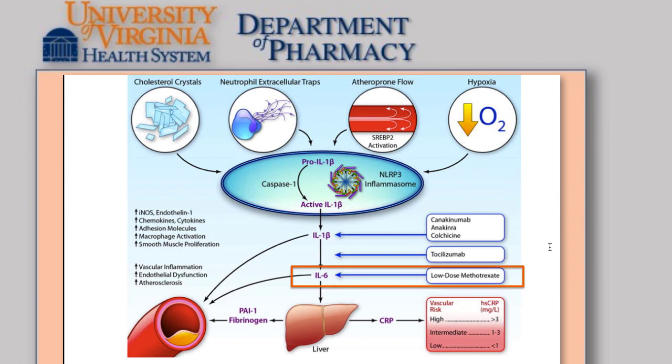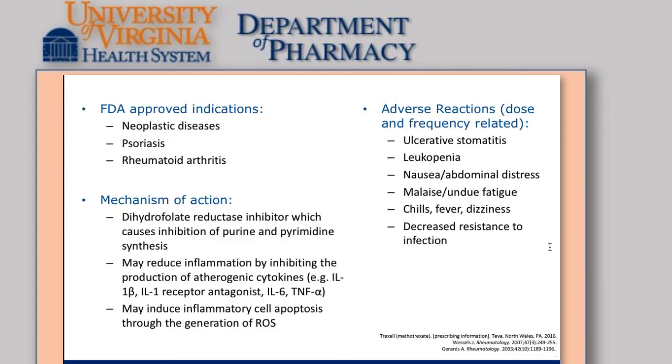Next, we'll look at interleukin-6 and low-dose methotrexate. So when we talk about methotrexate, it's FDA approved for neoplastic diseases, psoriasis, rheumatoid arthritis, and it works as a dihydrofolate reductase inhibitor, causing inhibition of purine and pyrimidine synthesis. But what we're more interested in is that it may reduce inflammation by inhibiting the production of atherogenic cytokines, so our interleukin-1 beta, interleukin-1 receptors, interleukin-6, or tumor necrosis factor alpha. It may also induce inflammatory cell apoptosis through the generation of reactive oxygen species.